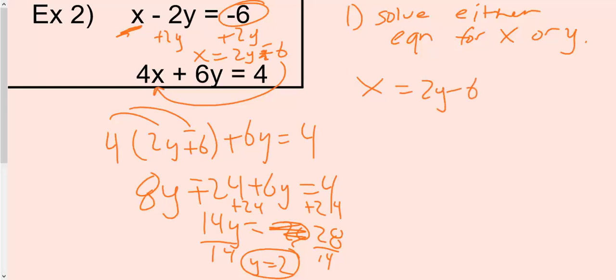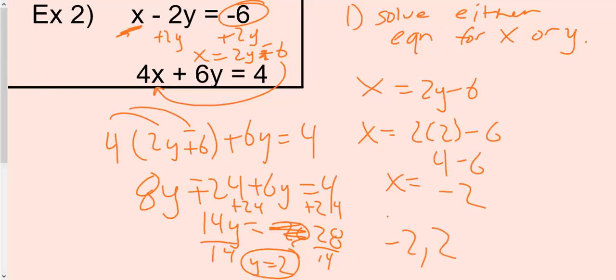Okay, so I need to find x yet, and I just found out that y was 2, so x equals 2 times 2 minus 6, or 4 minus 6, or -2. So x equals -2, so my answer is -2, comma 2. Make sure you write your x first.